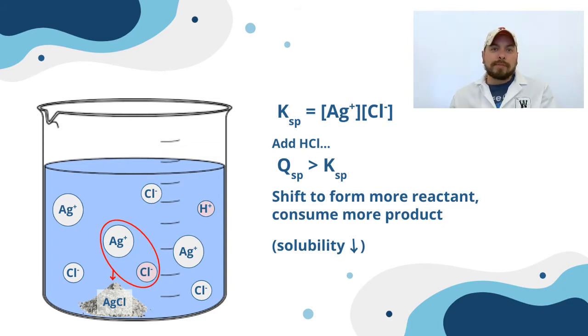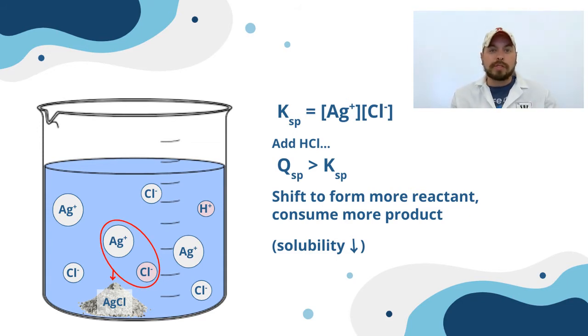Now that we've looked at it from a conceptual frame point, let's think of this from a mathematical frame point. We've already talked a lot about Q and K, and this applies here as well. When we increase the concentration of one of the products, we are increasing the value of Q. This makes the value of Q greater than K, because remember, we started where Q was equal to K. It started as a saturated solution.